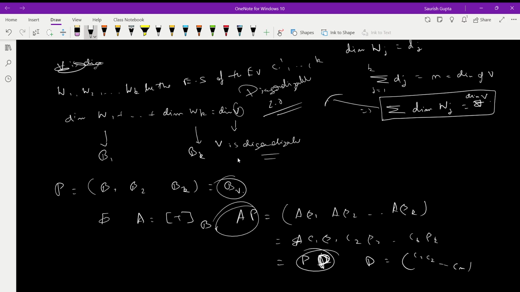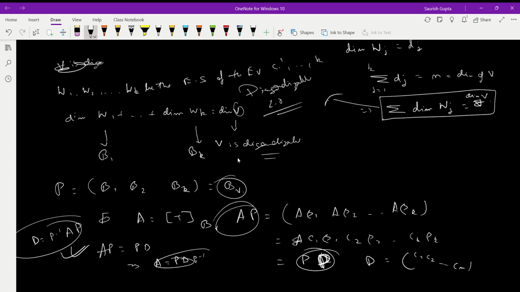And that's nothing but P times D. But D is of this form, C1, C2, Cn, obviously in the block diagonal form, because when we break them down you will get the multiple eigenvalues listed here as well. We are not concerned about them when we are having this multiplication. So you will have this form where C1 appears some D1 times, C2 appears some D2 times. But indeed it's a diagonal matrix.